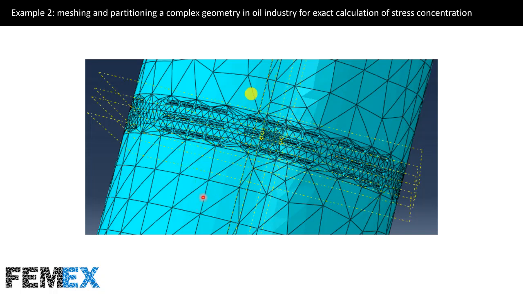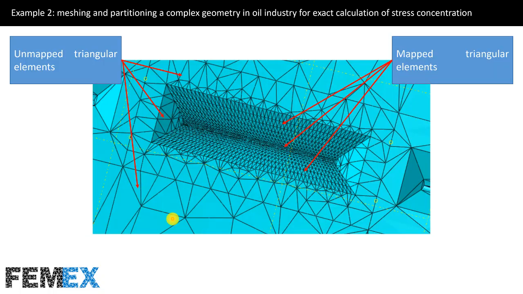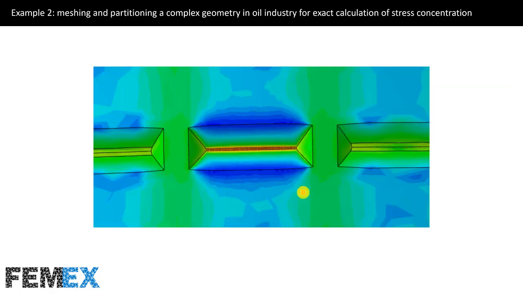And in these regions that are far from the stress concentration region, I have used larger elements, and here I have used smaller elements for accurate calculation of the stress contour. Here you can see that as we get closer to the tip of the groove, I have used smaller elements. And at these regions, mapped triangles are used, and in these regions, unmapped triangles are used. And at the tip of the groove, we have the smallest elements in the geometry. And this is the stress contour, and here you can see the stress concentration.